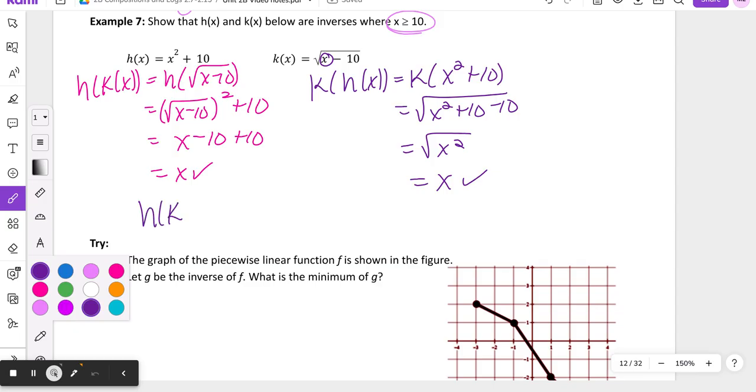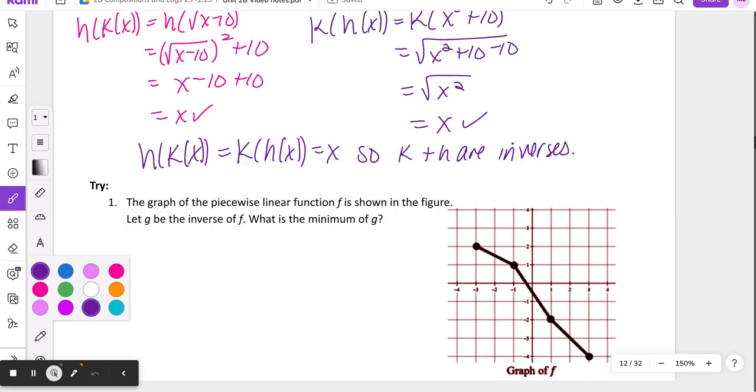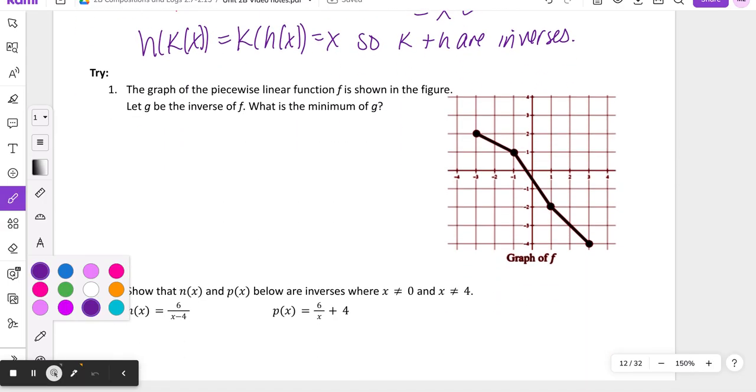So h of k of x equals k of h of x, which equals x. So k and h are inverses. All right, we'll work more on that tomorrow.